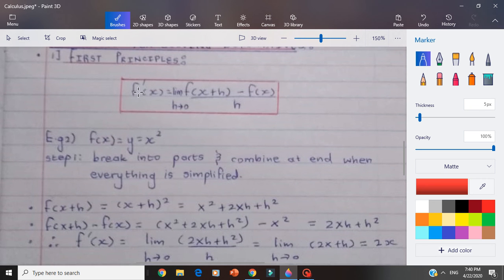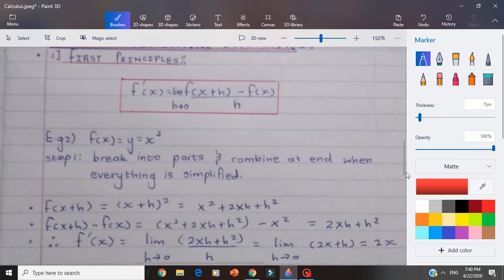Some other techniques for solving derivatives is the first principles. So the equation for first principles to find f prime x is equal to the limit as h approaches 0 of f of x plus h minus f of x divided by h. Now, it may look difficult at first all together, but I'm going to show you an easy way of doing this by breaking it into parts, simplifying it, and then recombining it all together.